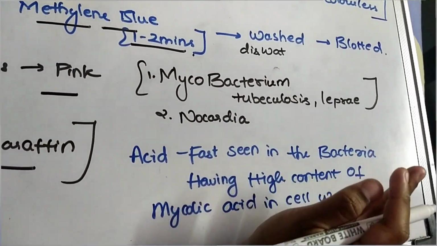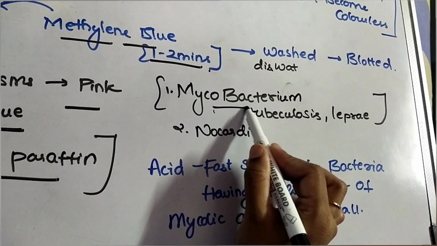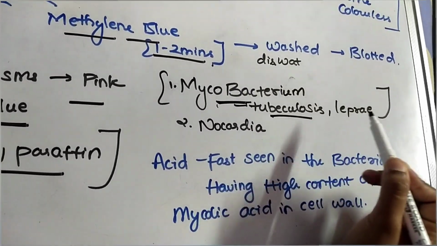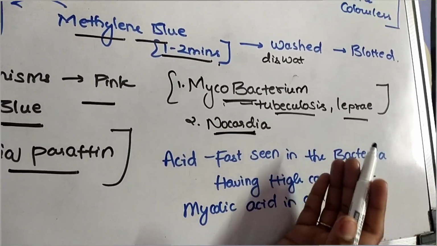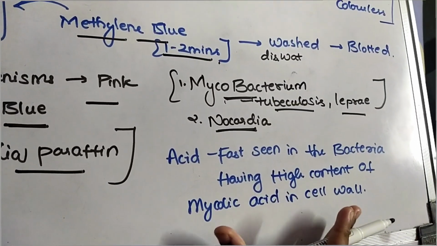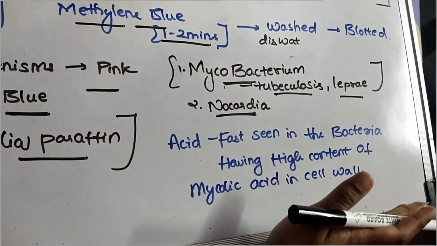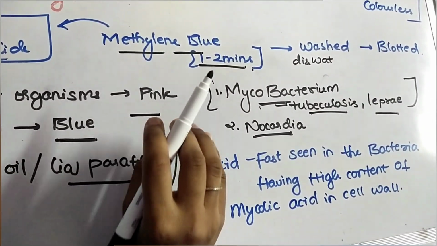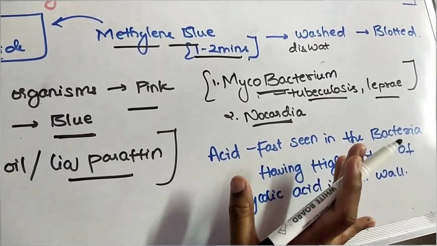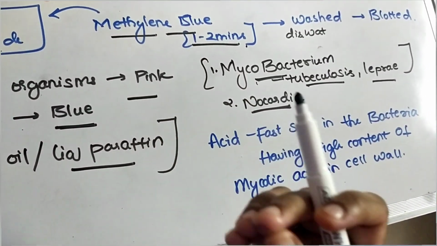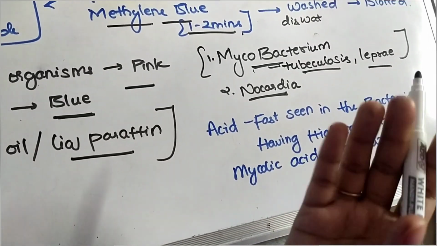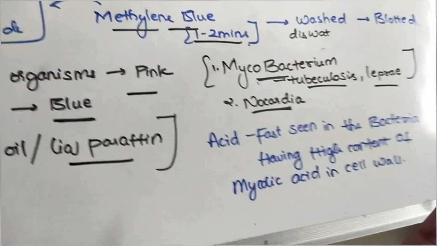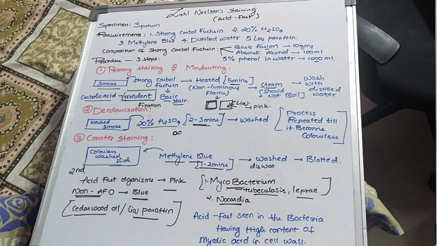Acid-fast staining is mostly done for Mycobacterium species like Mycobacterium tuberculosis and leprae, and species like Nocardia also show acid-fast bacilli. Acid-fastness is seen in bacteria having a high content of mycolic acid in their cells. Only bacteria with a high content of mycolic acid give positive results. Bacteria which do not contain mycolic acid or do not have cell integrity won't give a positive acid-fast staining. So this is the complete description of acid-fast staining.